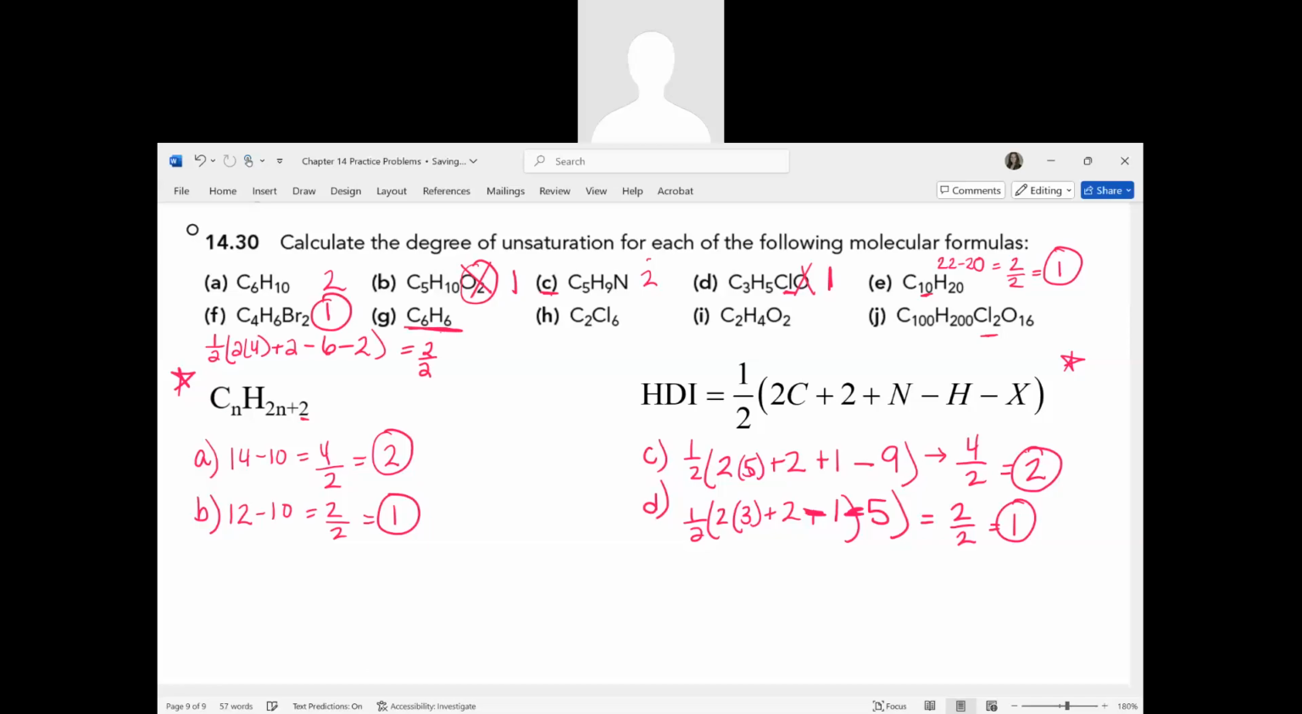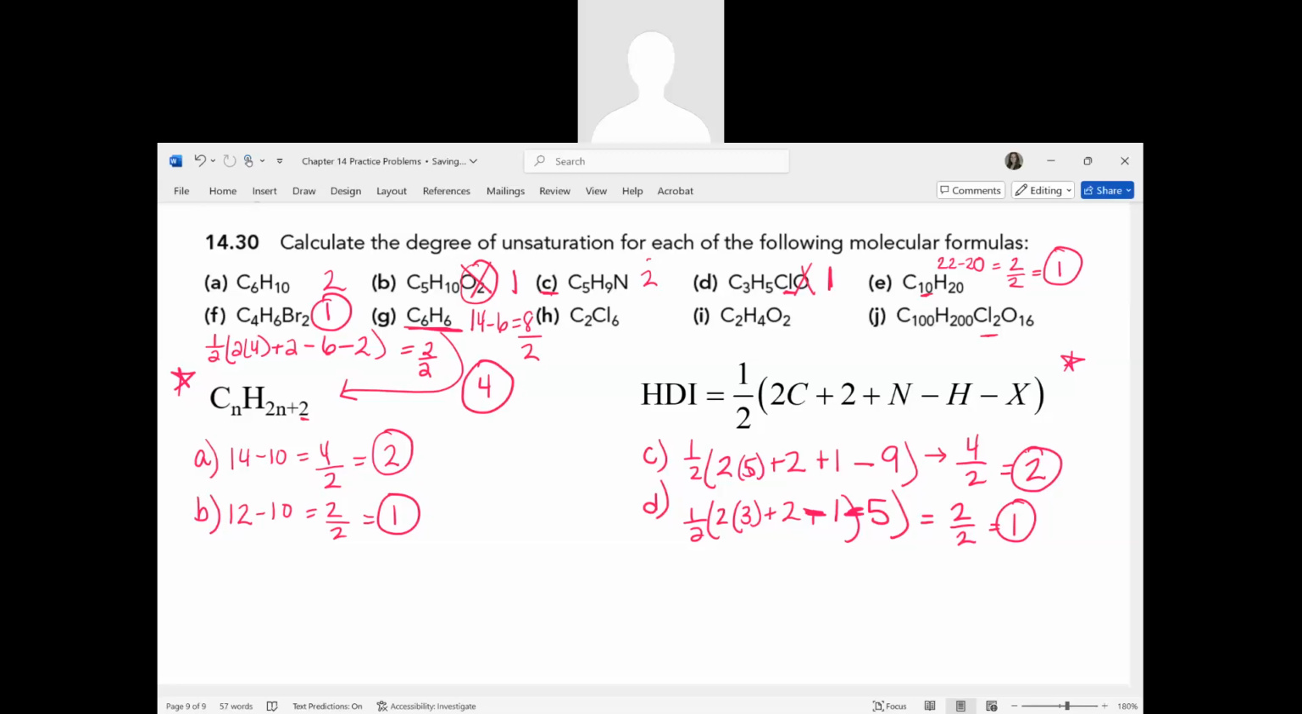For G, we can use this formula over here. I have 6 for carbons, and then I would need 14 hydrogens. 14 minus 6 gives me 8, divided by 2 hydrogens removed for every degree of unsaturation. This has an HDI of 4, or a degree of unsaturation of 4, for compound G.